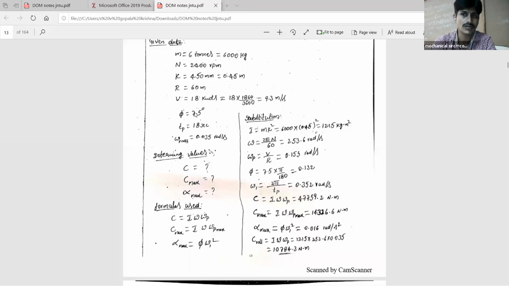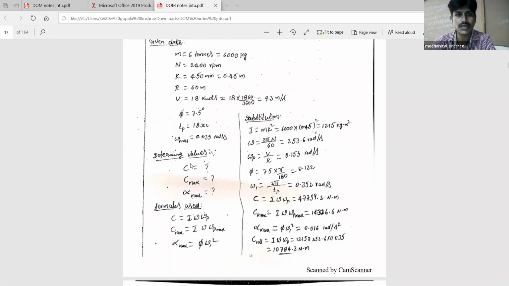And the phi value is given as 7.5 degrees, and the time period for SHM is 18 seconds. And when the ship is rolling, the omega p roll value is 0.035 radian per second. Those are the values given in our problem.